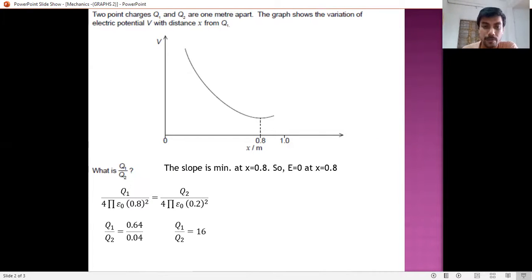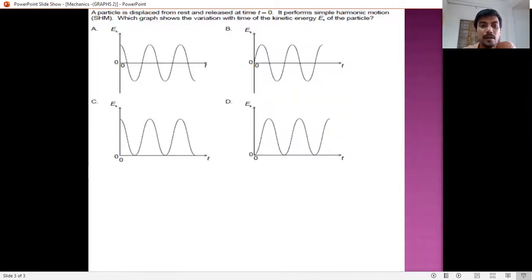Let's move on to another question. So this one is a question on simple harmonic motion.